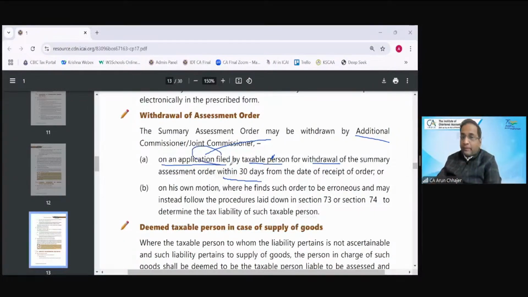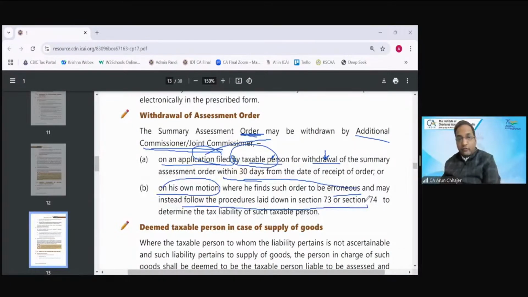Then based on the application by the taxable person, yes, the summary assessment order can be withdrawn within 30 days from the receipt of order. And second, on his own motion, this officer can also take the action, withdraw the assessment order if they found such order is erroneous and may instead follow the procedure laid down in 73-74. Meaning, instead of the 63 process, there is a good ground that the process can be initiated under 73-74. What is 73-74? That we will discuss in the next class tomorrow.